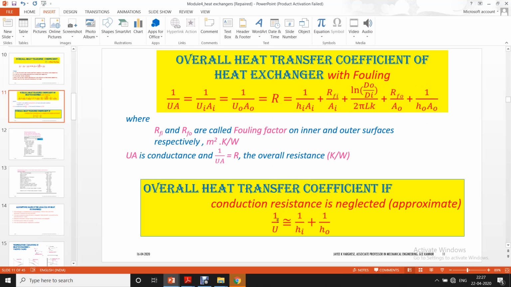And one more thing to remember is that if there is no fouling and also the wall resistance term is negligible, then 1 by U is approximately equal to 1 by Hi plus 1 by H out. Here we have also neglected the thickness of the wall. So this is an approximate relation. Any of these three relations can be used suitably.